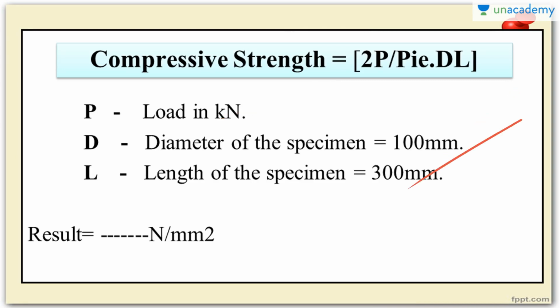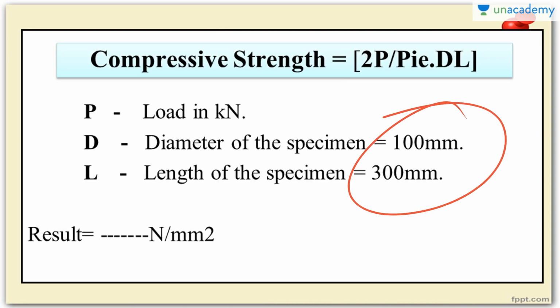This is just a rough diameter and length. The dimensions should be based on the ones we measured one more time when we took the specimen out of the curing tank. So that dimension should be applied over here. This is just generic. I'll put this value only to understand the purpose. All right, so that's it. The result will be in Newton per mm square.